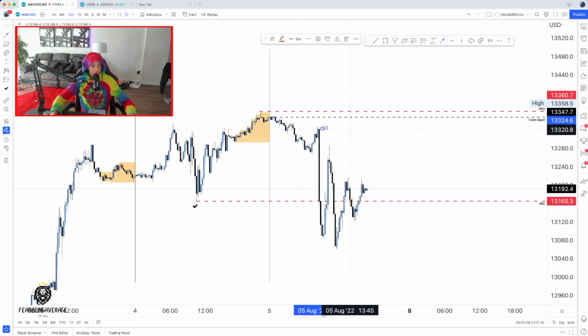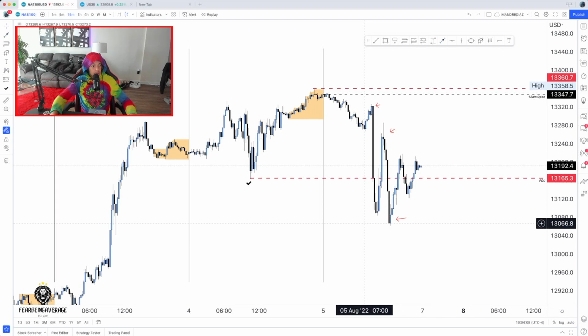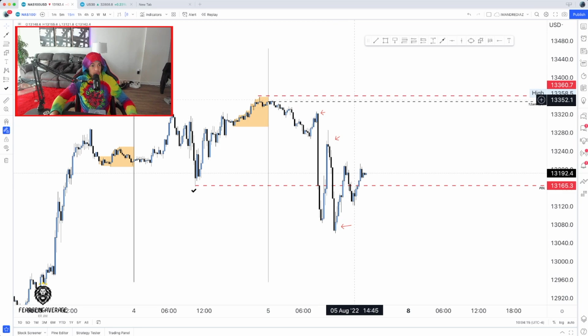There are a few areas in price I want you to pay attention to. One is going to be here. Second is going to be this wick and this high. Third one is going to be this low. Those are going to be the most important ones in my opinion. Yes, there are a few more that are of importance, but these are the ones you're going to want to use for the future.